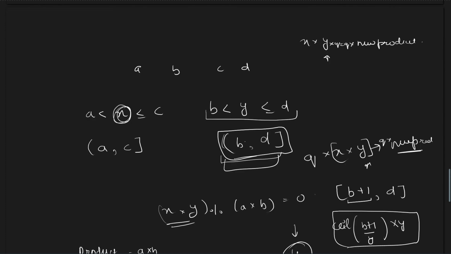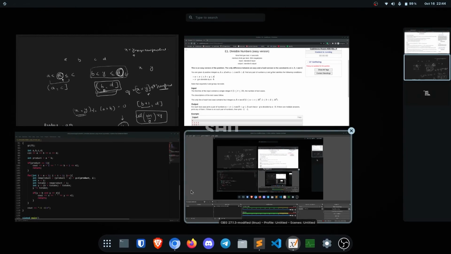So what I do is I essentially find the smallest multiple of y such that it is greater than b, and just check if it is less than or equal to d, because we need to satisfy both of the constraints. So if this is true for any of those x which I am traversing between a and c, I'll just print x and y. Otherwise at the end I'll just print -1 for both of those values, right?